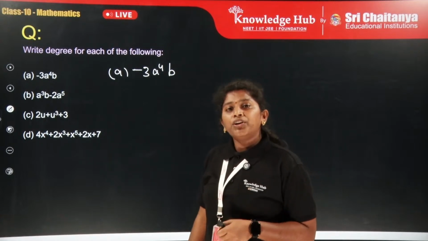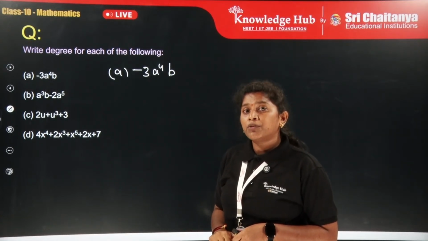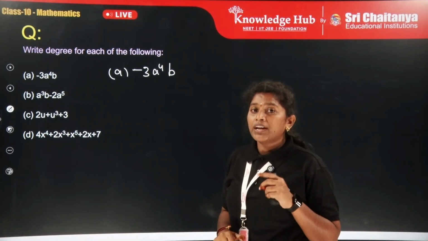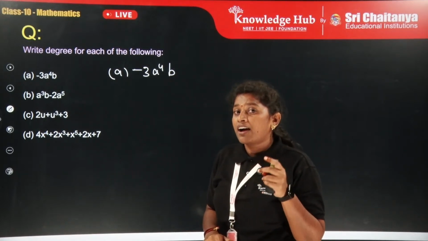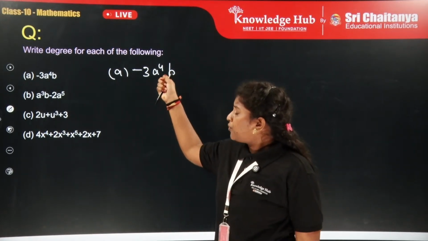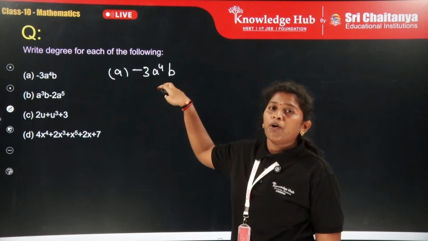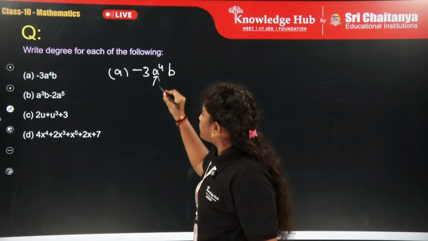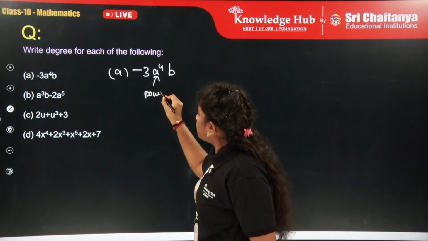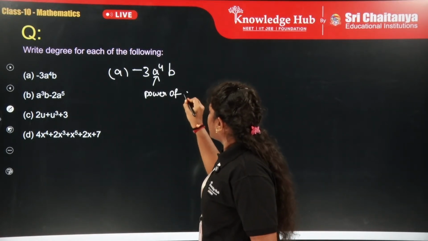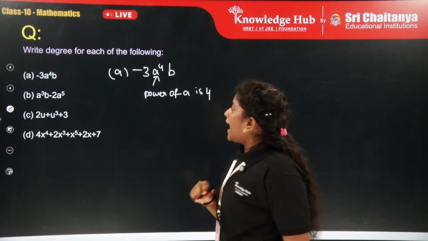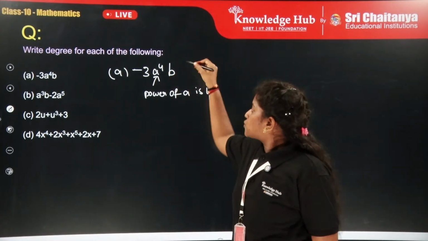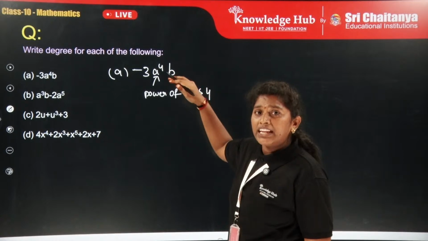Coming to your grade 10, you are having the linear polynomials in two variables, where you can learn about the polynomials which are having two variables. In the same way, here the polynomial is having two variables, but if you consider the power of a, what will be the power of a here? Power of a is 4. And what will be the power of b here? We are not seeing any value for the power of b.